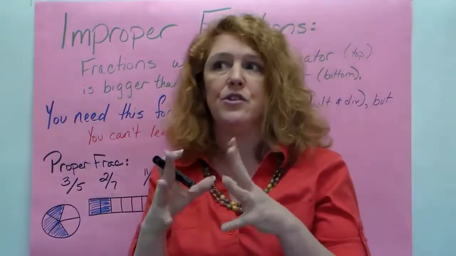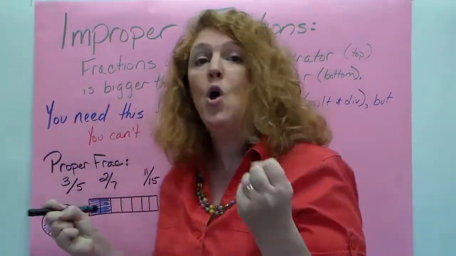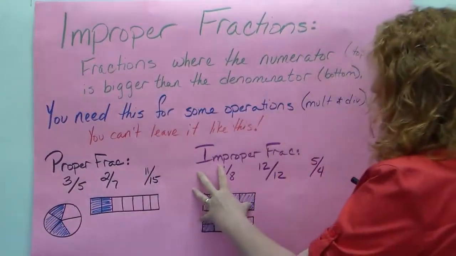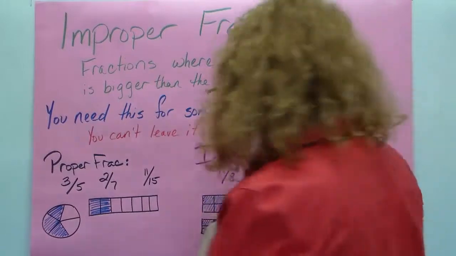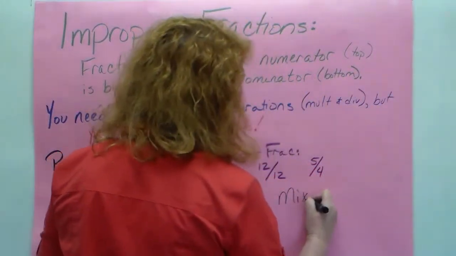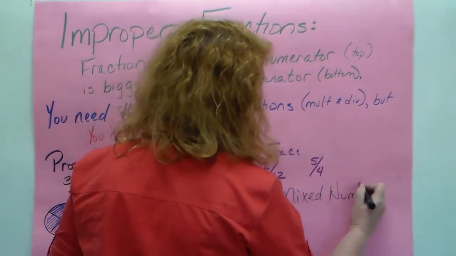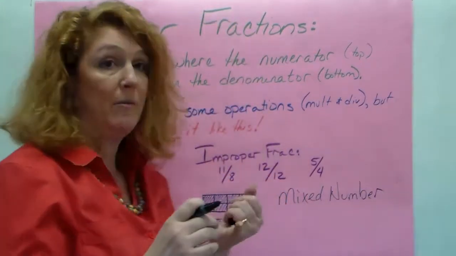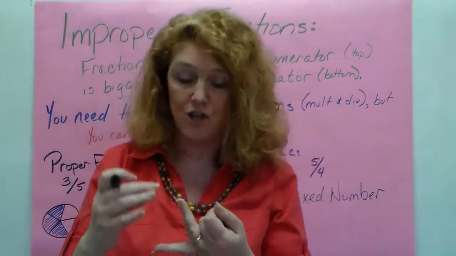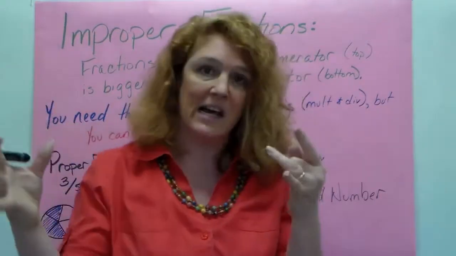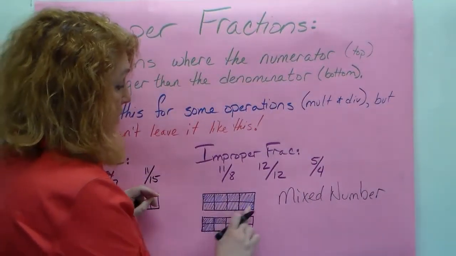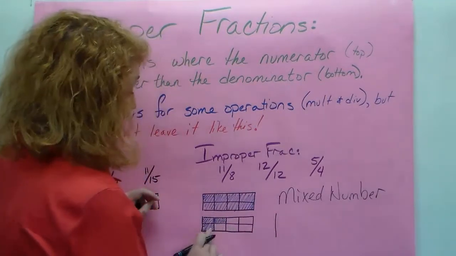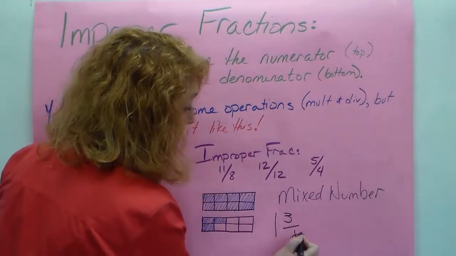Now, while you don't have to do this right now, I'm going to give you a little preview. When you're turning your improper fraction into something else, because we can't leave it like this, we're going to turn it into something called a mixed number. And a mixed number is a combination of a whole number and a fraction. You've mixed up your different kinds of numbers. And now it's really easy to see in pictorial form. I've got 1 and 3/8 here.